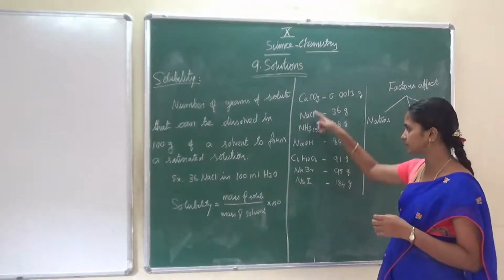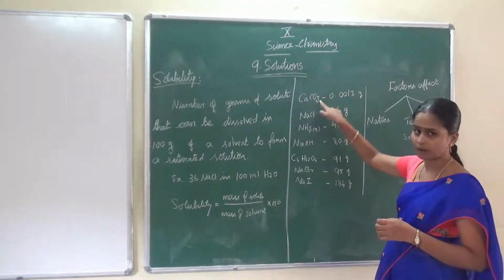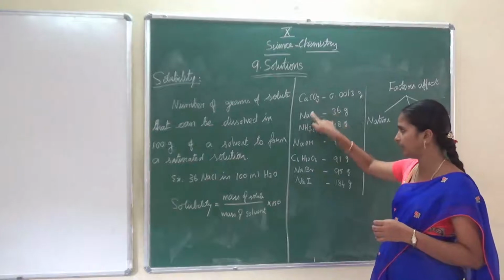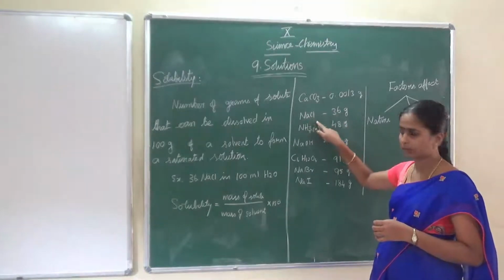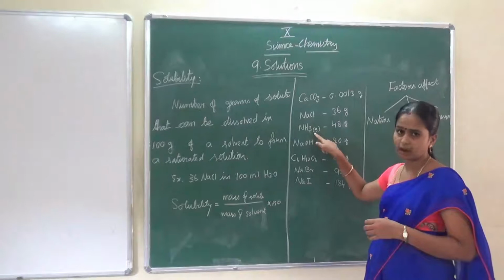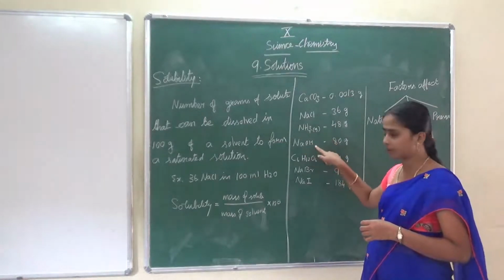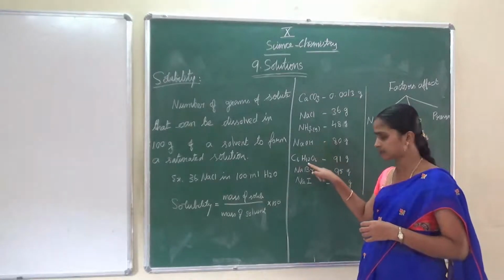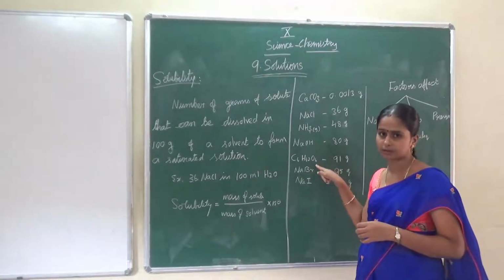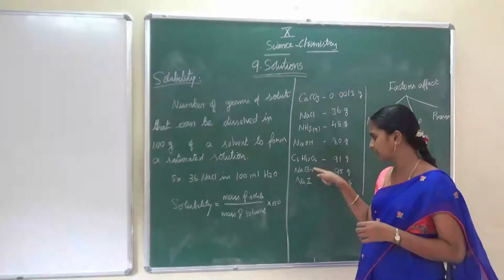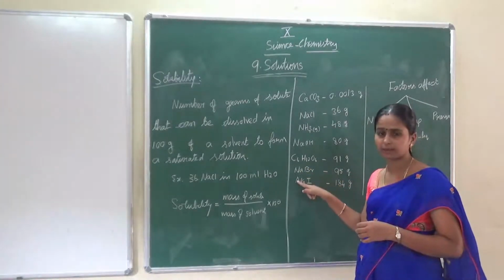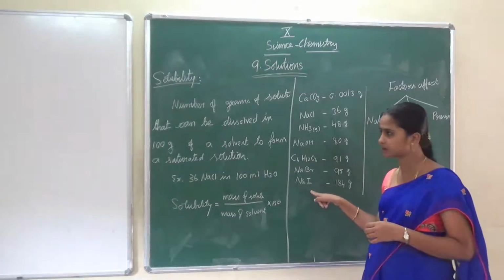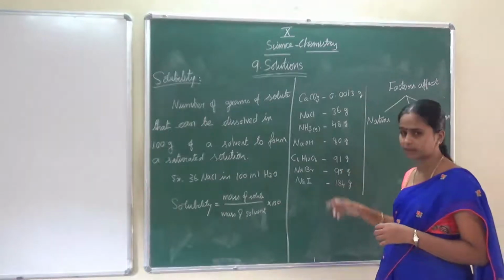So I will give you the names once again: CaCO3, calcium carbonate; NaCl, sodium chloride; NH3, ammonia; NaOH, sodium hydroxide; C6H12O6 is glucose; NaBr, sodium bromide; NaI, sodium iodide. So you must remember these values. One more question they can ask.